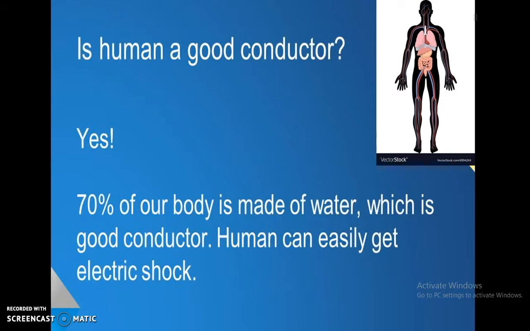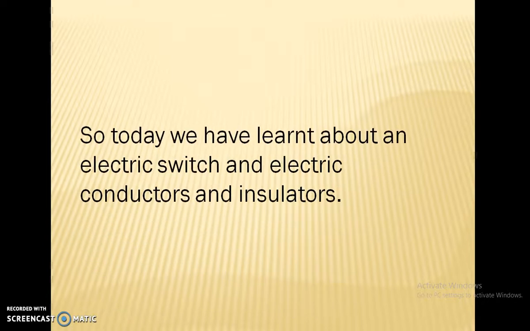Now, our human body is also a good conductor, as 70% of our body is made of water, which is a good conductor, and humans can easily get an electric shock because they are good conductors of electricity. So today we have learnt about an electric switch and conductors and insulators. Now it's question time.